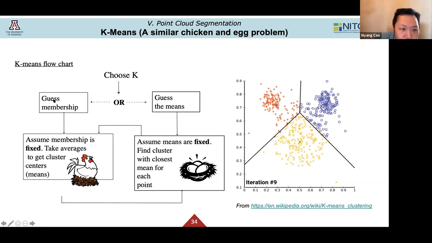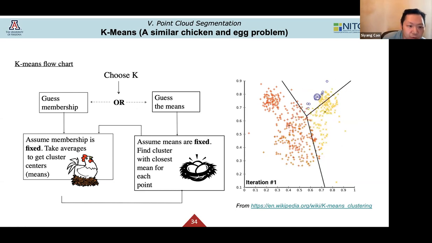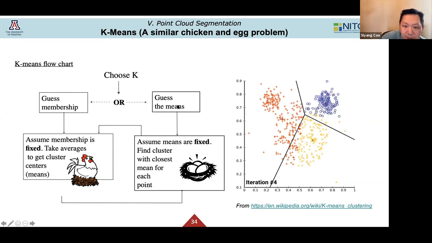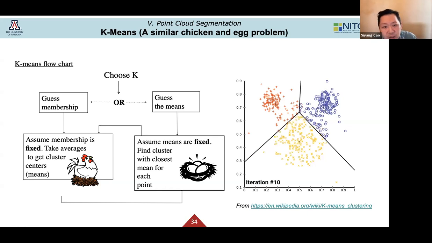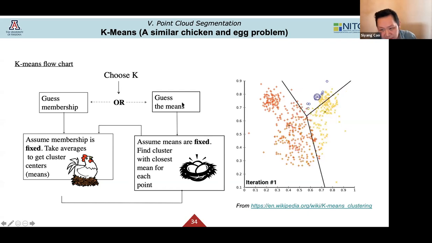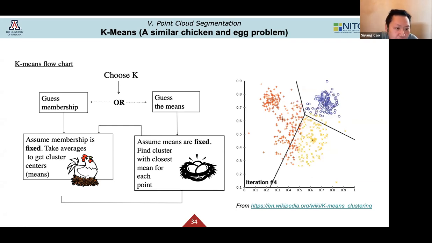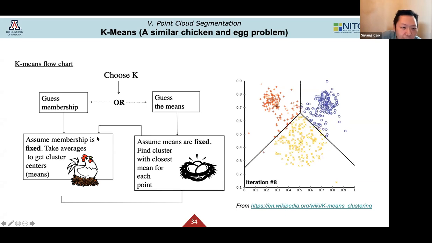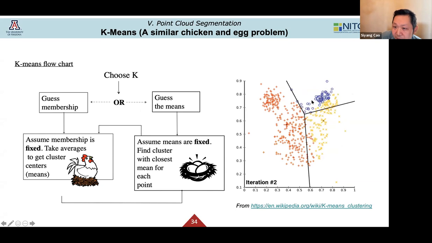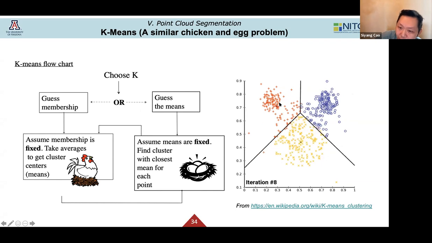If we know either of the cases, for example the membership, which cluster each point belongs to, we should be able to determine the mean, the points' average. If we know the points' average, according to the average we should be able to find out which cluster each point belongs to. So basically that's a chicken and egg problem. So the k-means algorithm randomly makes some guess. In the beginning, it just assumes some points belong to cluster one, some points to cluster two, some points to cluster three.